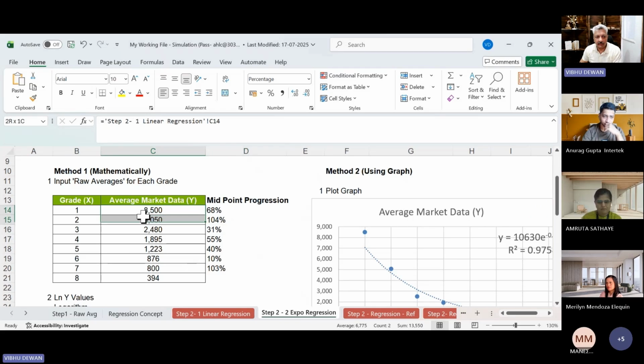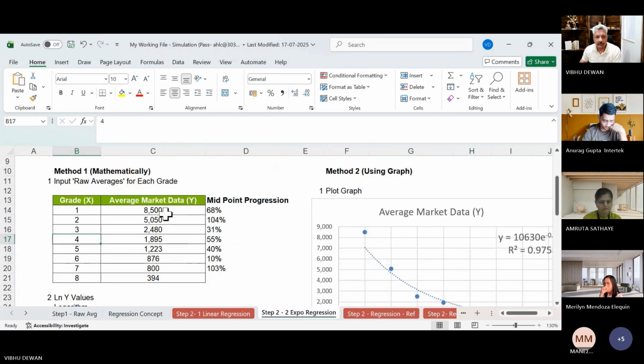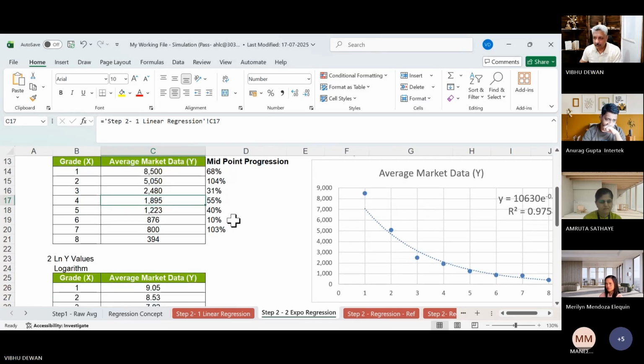With the same market data, grade 1, grade 2, grade 3, grade 4, and the average. The same thing. Now we say that I want to find the exponential graph for this. This is the exponential graph. How did I do it? There are a lot of steps into it, and I'm going very, very fast on this. We actually calculate the logarithm and others, but let me use the very simple method.